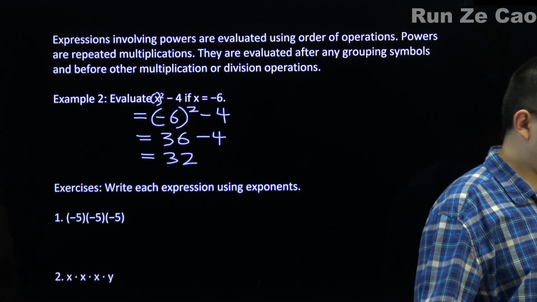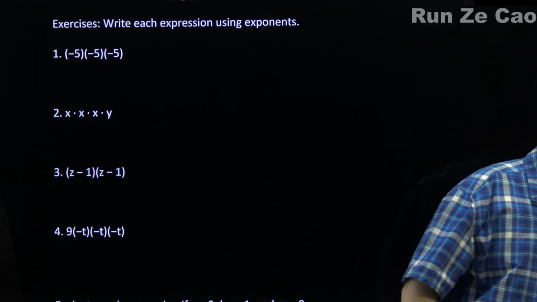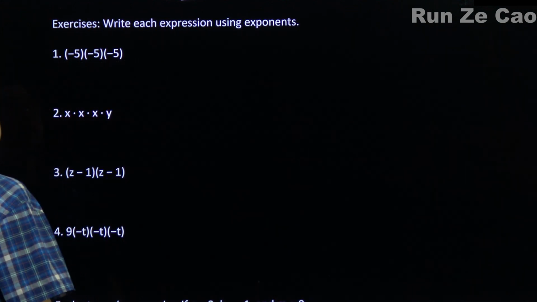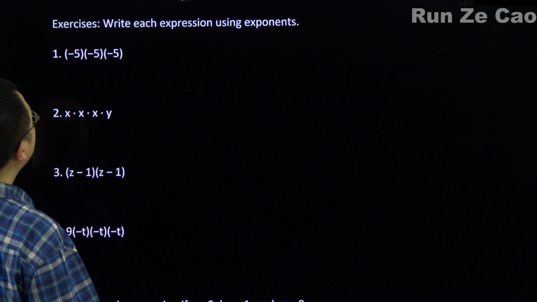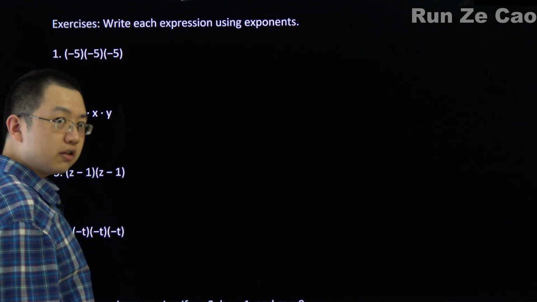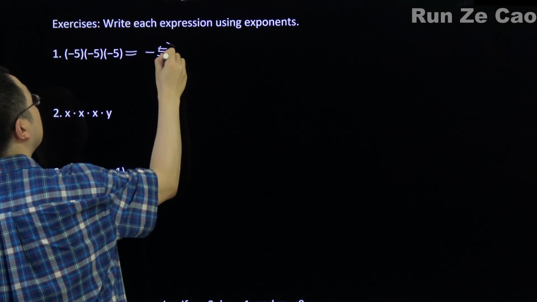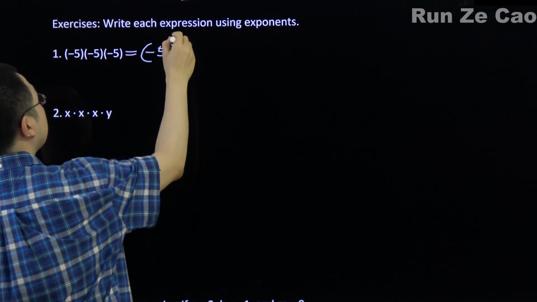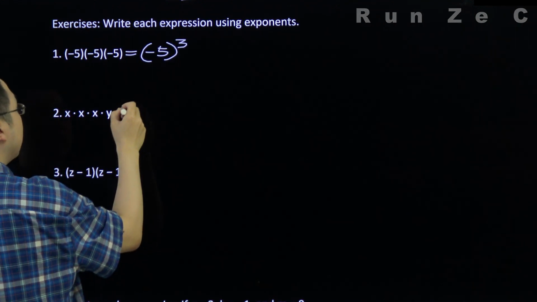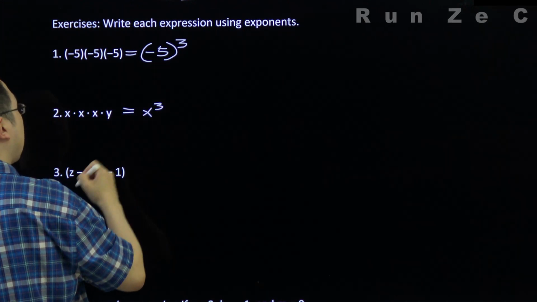Exercises. Write each expression using exponents. Well, the first question here is negative 5 times negative 5 times negative 5. How many negative 5s are there? I mean, we know that it's negative 5s multiplying together. Okay, and how many of them are there? There are 3. Here we have 3 x's and a y. So x multiplied by itself 3 times, y.